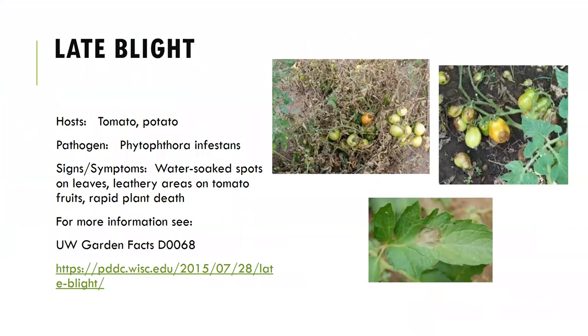Okay, we're going to start off with one of the most popular diseases that can cause a major impact on the Wisconsin economy, late blight. The hosts of this disease are potatoes and tomatoes, and it's caused by the fungal pathogen Phytophthora infestans. Since potatoes are one of Wisconsin's top crops, it's key to identify this disease as early as possible in the state to prevent spread to our commercial fields.